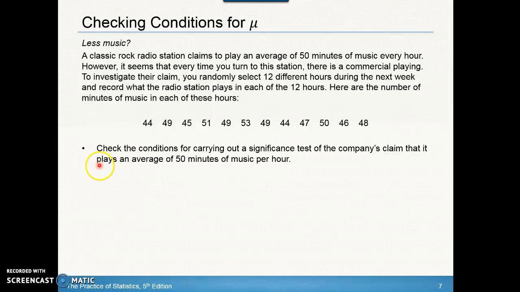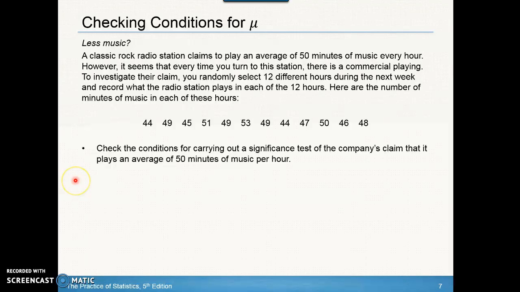All right, so take a look at the directions carefully. In this one, we're literally just checking the conditions. How do I know what conditions to check? Number one, we're looking at the average amount of minutes that they're playing, so we know this is means and not proportions. And we are not given a population standard deviation, so we know we're going to be using a t-distribution in order to check this.